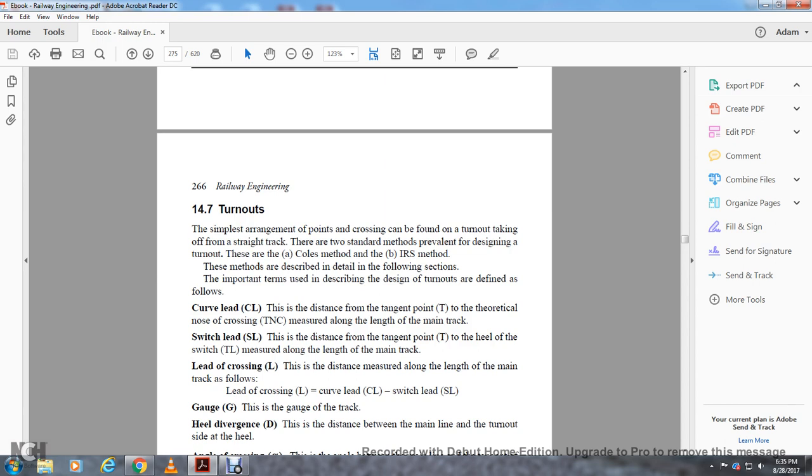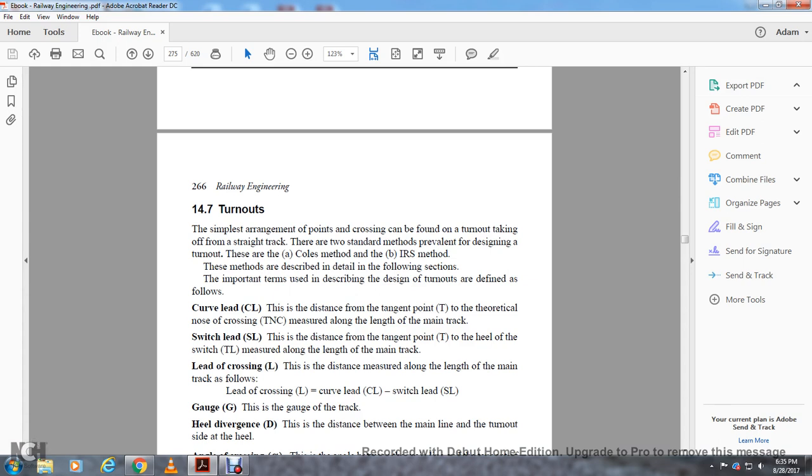The important terms that describe and design the turnouts are defined as follows. The curved lead is the distance of the tangent point from the theoretical node of the crossing, measured along the length of the main track. The switch lead is the distance of the tangent point from the heel of the switch, measured along the length of the main track. The lead over the crossing is the distance measured along the length of the main track as follows.